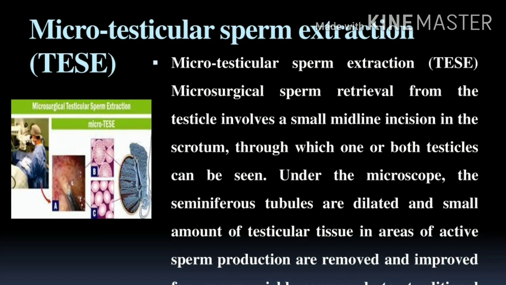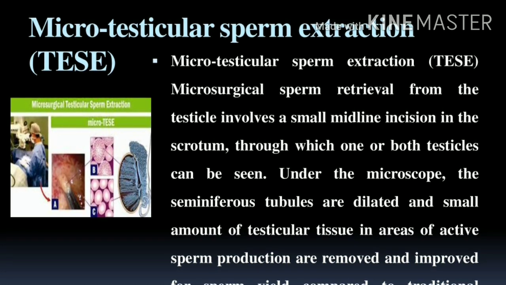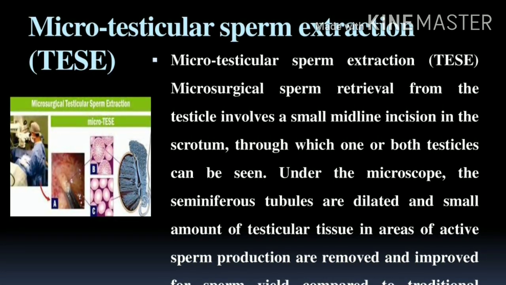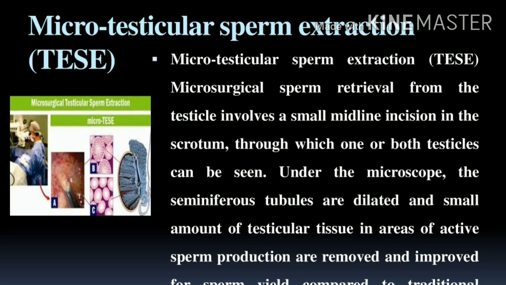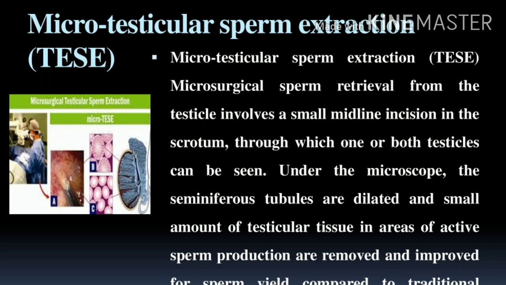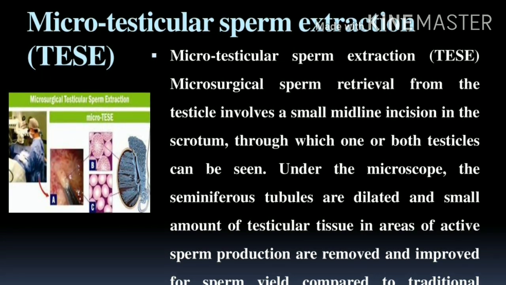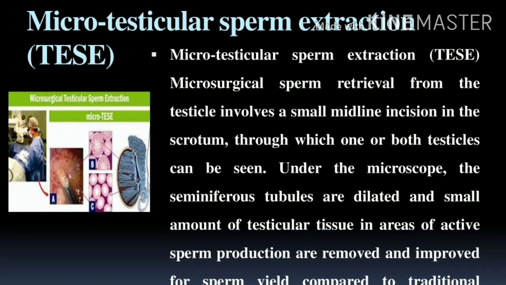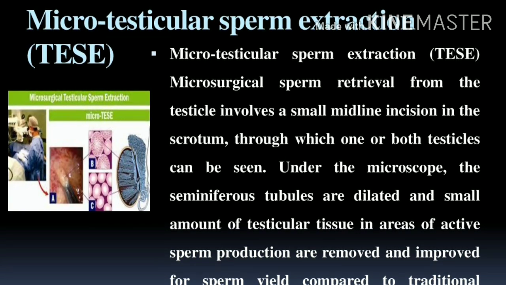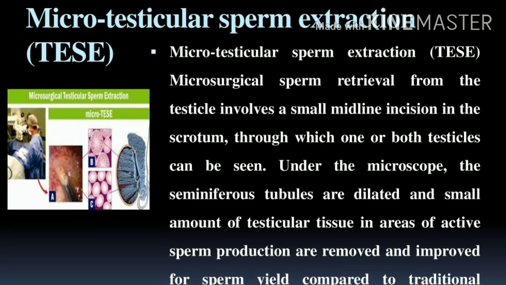Next is microsurgical testicular sperm extraction. This is one method compared to the traditional biopsy technique. What is the meaning of biopsy? It is the removal of a tissue or organ from our body. That is called a biopsy. Now we retrieve the sperm by a small surgery, a microsurgery.